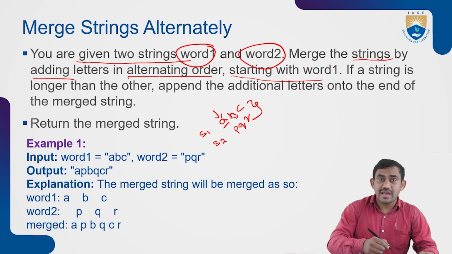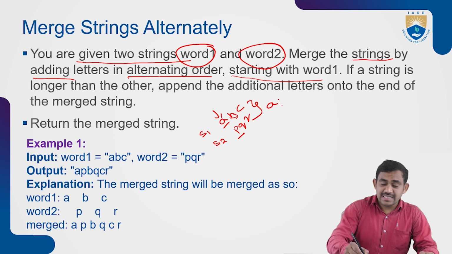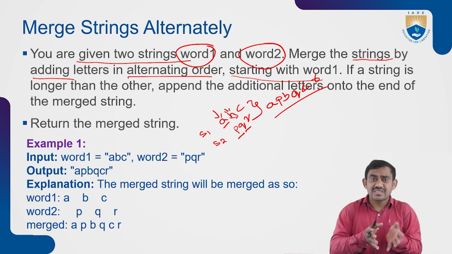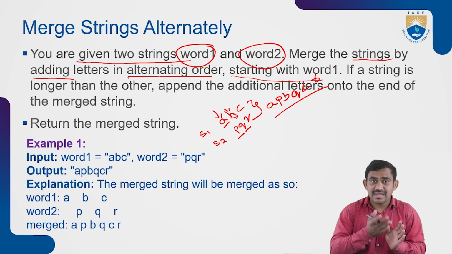So from string 1, what do we have? A is your starting output. Next, P is the second output. Then B is the next character, and Q is the next character. Then C is the next character, and R is the next character. So we need to go alternately, not in order.